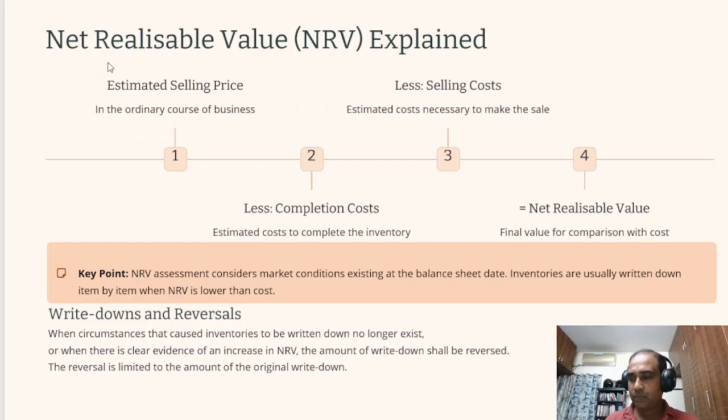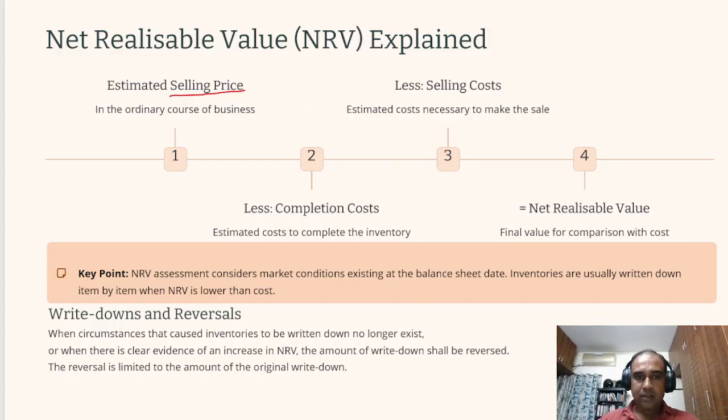Okay. Now let us understand net realizable value. Net realizable value is, if today I want to sell the inventory, what will be the selling price of the inventory in the ordinary course of business? Net realizable value is the selling price. If I'm going to sell the unsold stock that I have today, what will be the market value, or what is the amount that I'm going to fetch from the market? That is the estimated selling price.